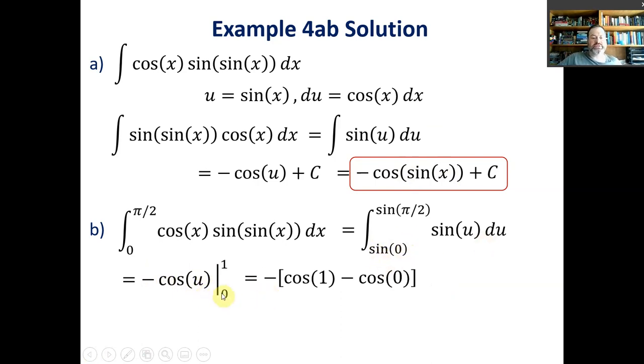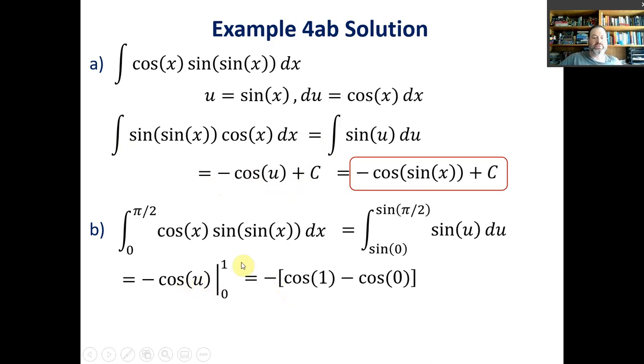So sine of 0 is 0. Sine of pi over 2 is 1. So I simplified that. I already know what this antiderivative is. I just computed it here. So you can just plug that in. I factored the negative out. That's a good idea. A negative is a constant. Factor it out, because if you don't, you have a bunch of weird negatives all over the place.